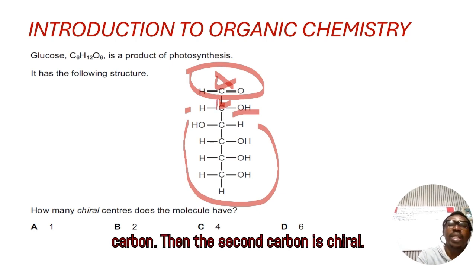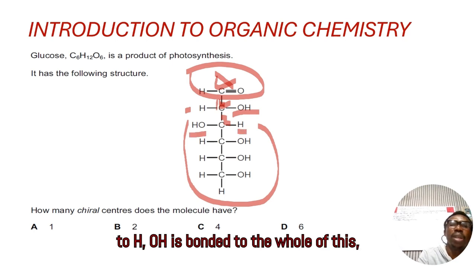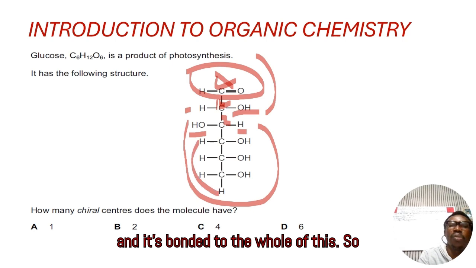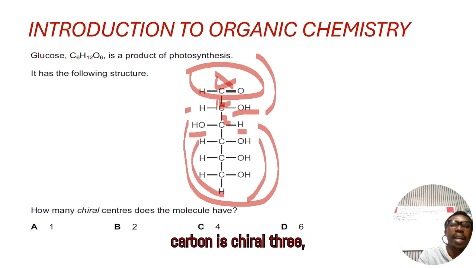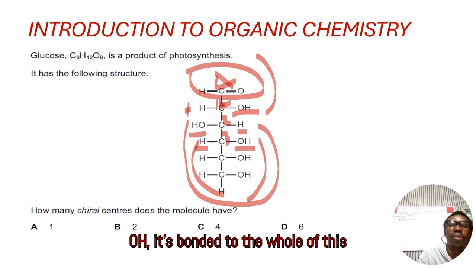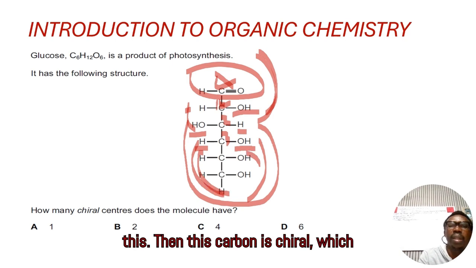Then the second carbon is chiral. This carbon is chiral because it's bonded to H, OH, the whole of this, and the whole of this. So we have 2 chiral. This carbon is chiral, 3, because it's bonded to H, OH, the whole of this structure, and the entire of this. Then this carbon is chiral, which is 4.